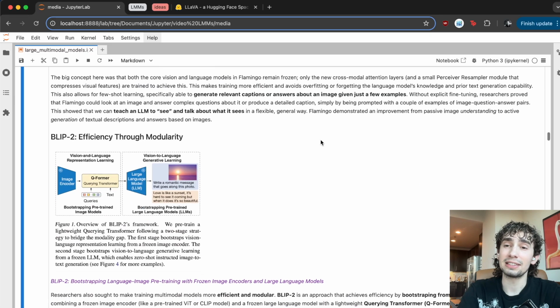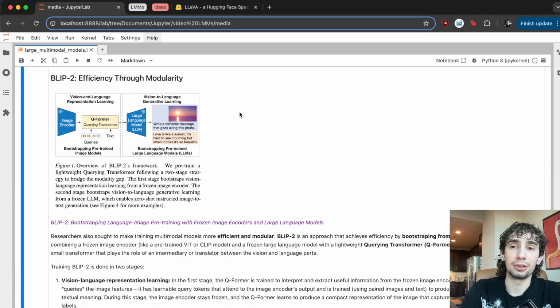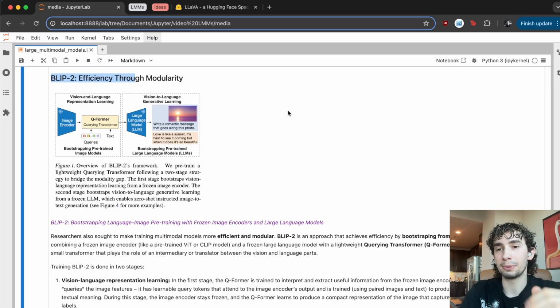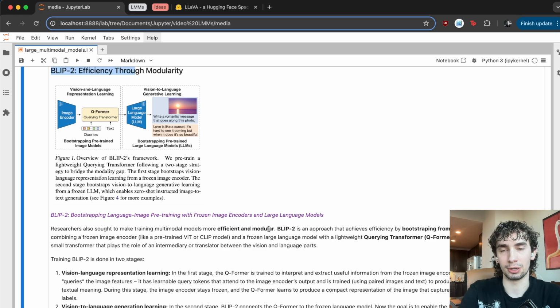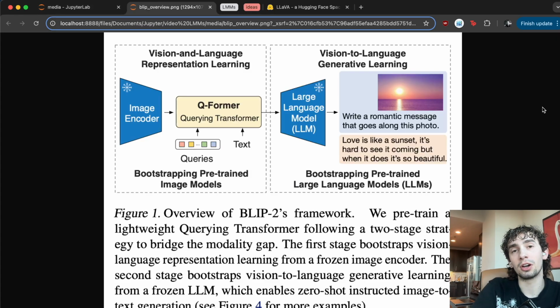So one of the next things that came about for understanding vision was the introduction of the Q-Former in the BLIP-2 paper, or bootstrapping language image pre-training with frozen image encoders and large language models. This takes the idea of what we saw with Flamingo almost to the extreme, by training a lightweight transformer network here with a purely frozen image encoder and purely frozen large language model to be able to actually bridge both in between.